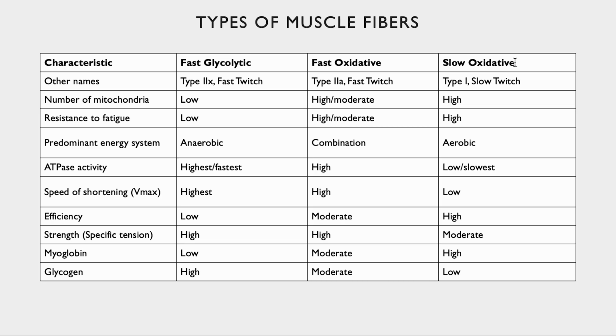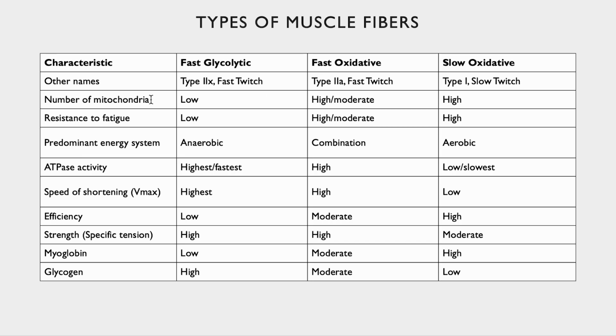Now, what are the differences? Remember, one of the important things is the type of metabolism they have. The fast glycolytic are glycolytic fibers. They have mostly anaerobic metabolism, compared to the slow oxidative that have aerobic metabolism. And there is a combination in the fast oxidative, type 2A. Now, to perform aerobic metabolism, it's important to have a high number of mitochondria. These fast glycolytic have very low mitochondria. And there is a mixture in the ones in the center, the type 2A.